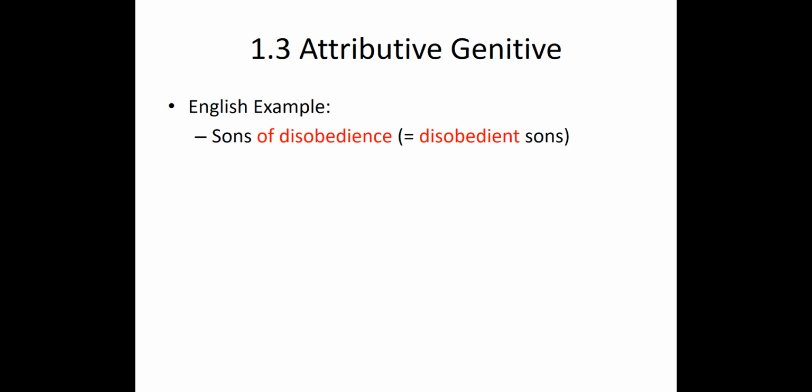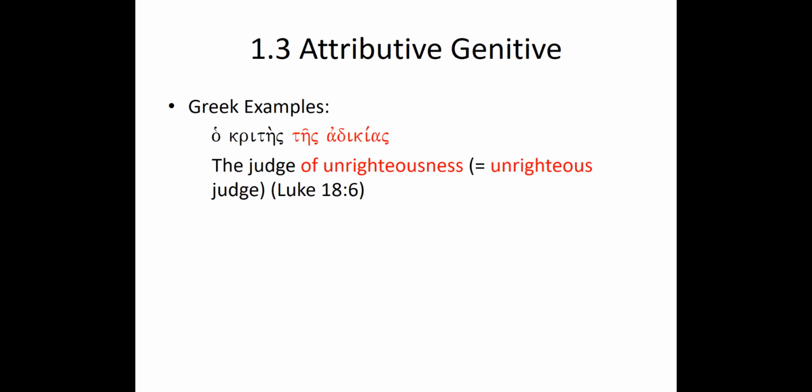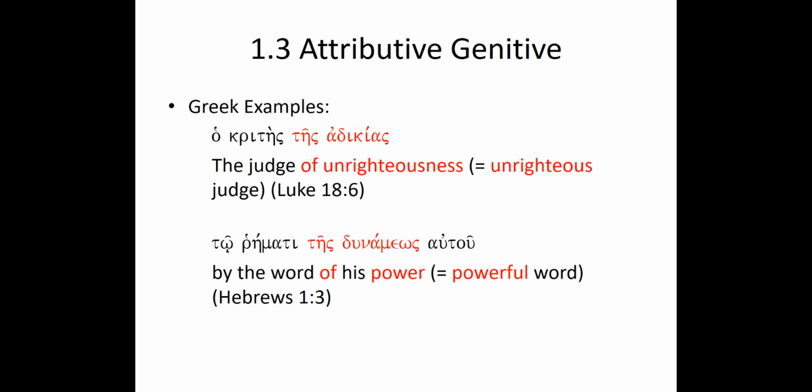We might have sons of disobedience. Well, let's try to convert that into an adjective. Could we say disobedient sons? So here's one from Luke. Ho krites tes adikias, the judge of unrighteousness. In other words, this is an unrighteous judge. You could have done that with an attributive adjective, but instead we have a noun in the genitive for this attributive genitive, a bit more emphatic.